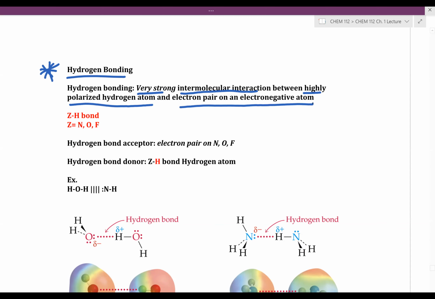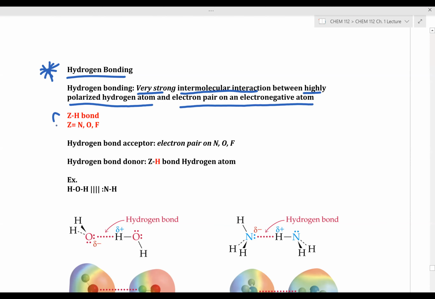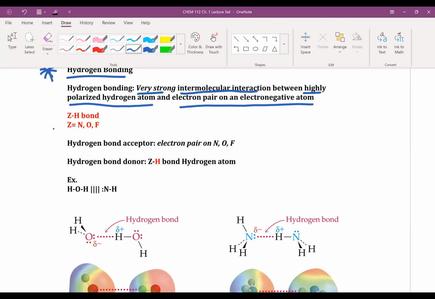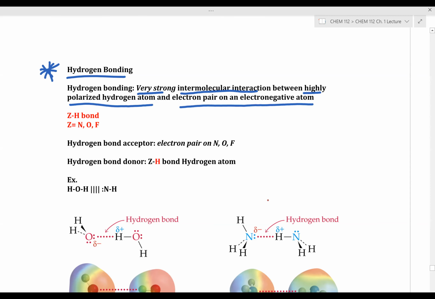Hydrogen bonding is a very strong intermolecular interaction between a highly polarized hydrogen atom and an electron pair on an electronegative atom. So the way that I like to think about it is that we're dealing with a ZH bond, where Z is nitrogen, oxygen, or fluorine. And why are we concerned with these three atoms? What's so special about these three atoms? Are they electronegative or not very electronegative? Yeah, these are highly electronegative atoms.